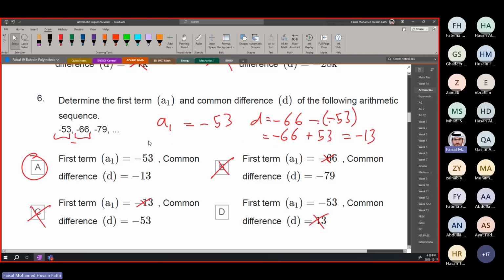Common difference is minus 13, not plus 13, Hussein. Make sure you are doing this correctly, this step. You are subtracting the second term, minus 66, minus the first term, so minus 53, because it's already negative, the 53. So it's going to be minus times minus, which will turn it into plus, minus 66 plus 53. You are doing A2 minus A1 for the common difference.